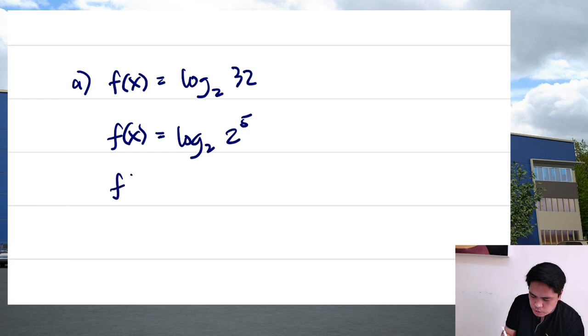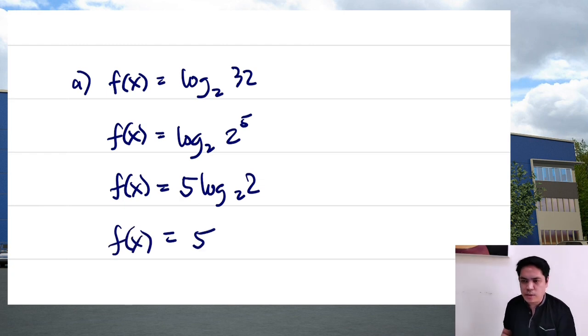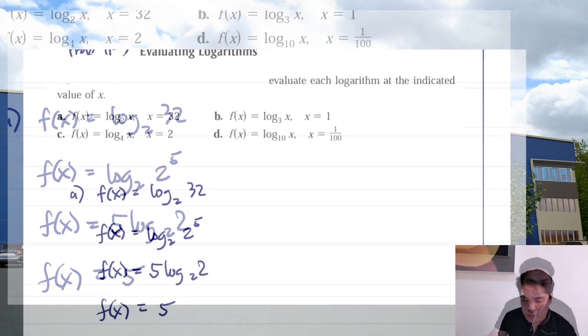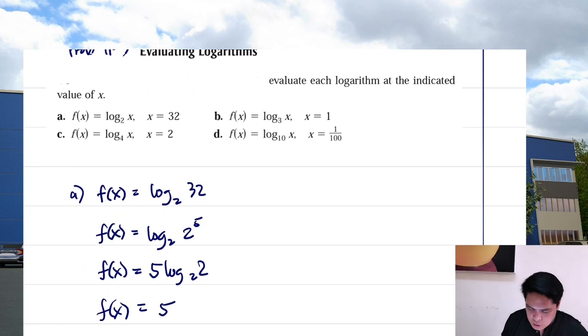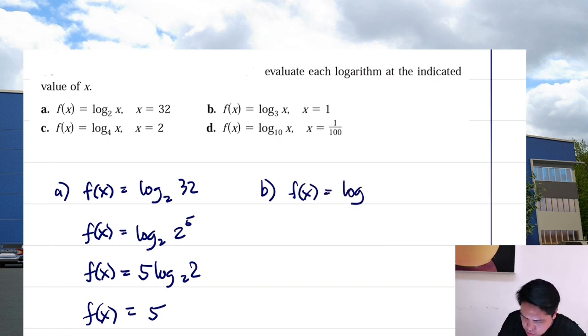So by properties of logarithm, yung exponent maging coefficient. So 5 times the logarithm of 2 to the base 2, and logarithm of 2 to the base 2 is just 1. So f of x is just equal to 5. So let us continue letter B. For letter B, we have f of x equals logarithm of x to the base 3 when x is equal to 1.